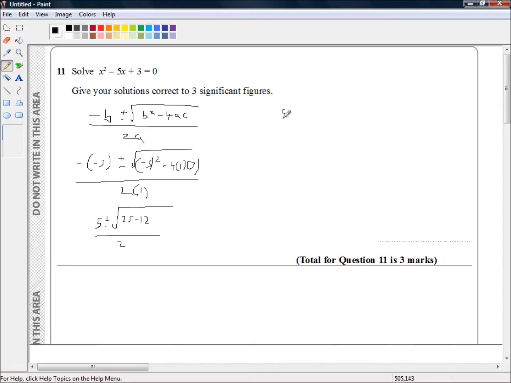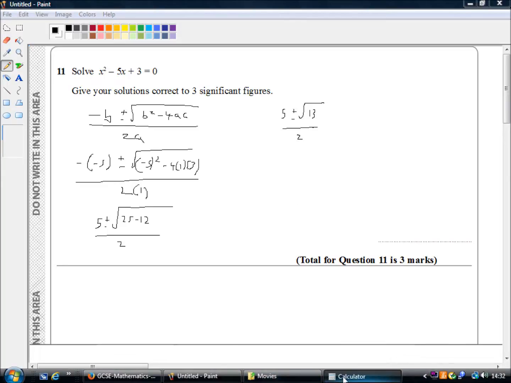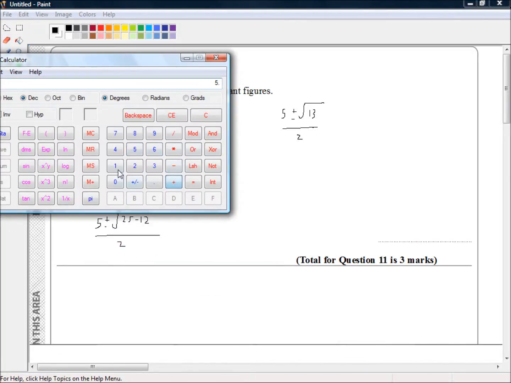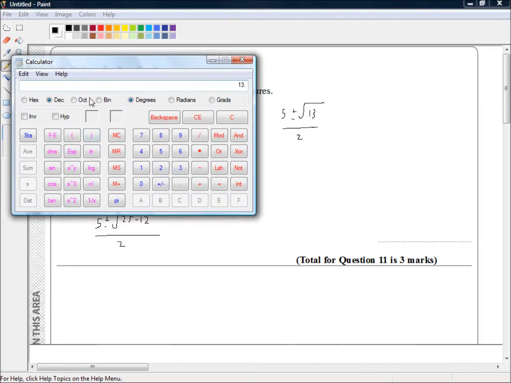So this is the same as 5 plus or minus the square root of 25 minus 12, which is 13, and that's all over 2. And now we just use our calculator. So that's 5 plus the square root of 13, and then we press equals, and then we've got to divide that by 2.